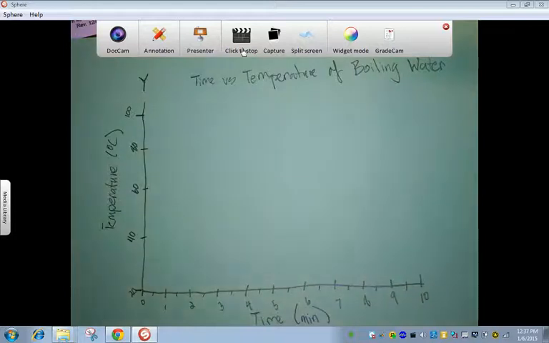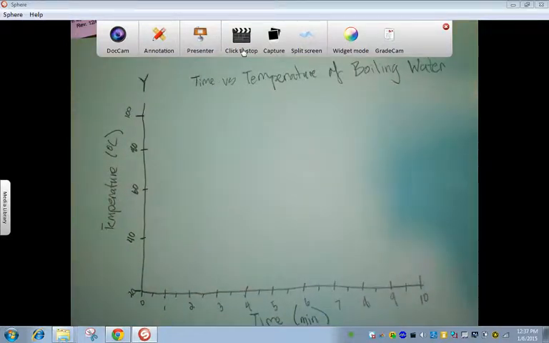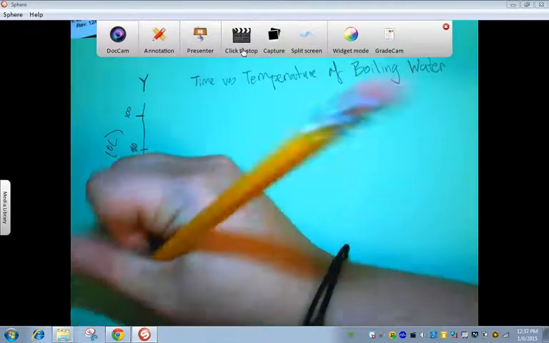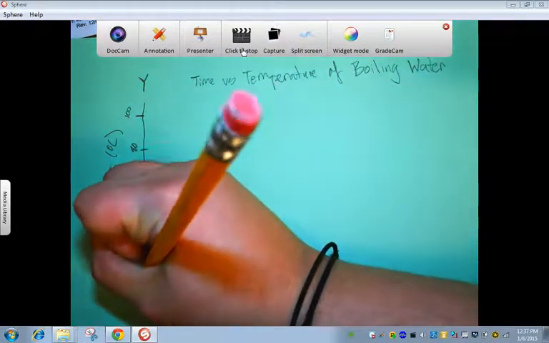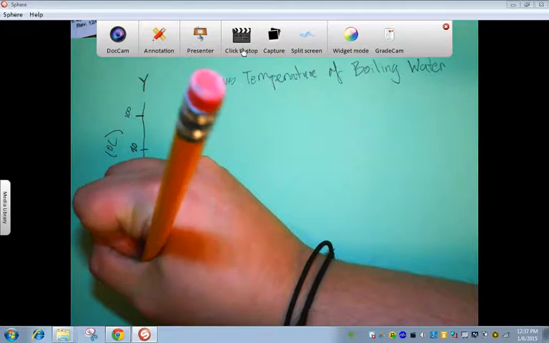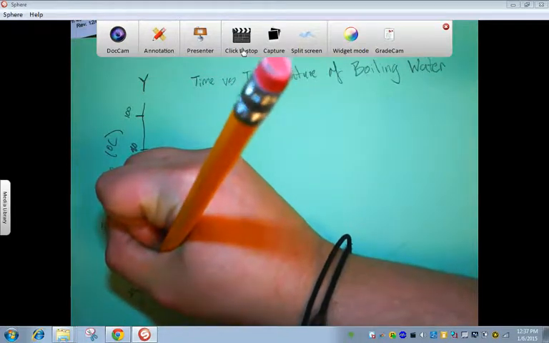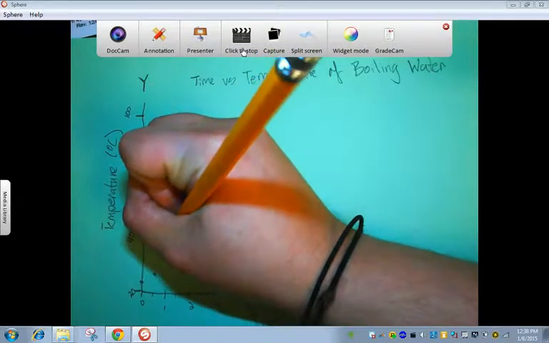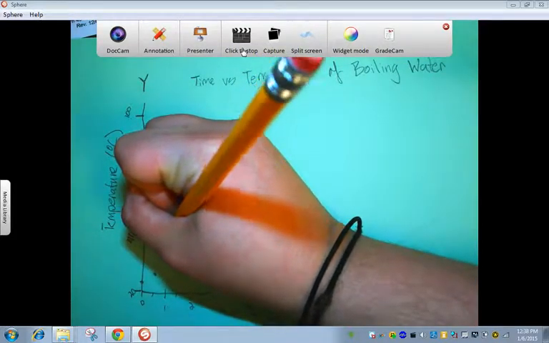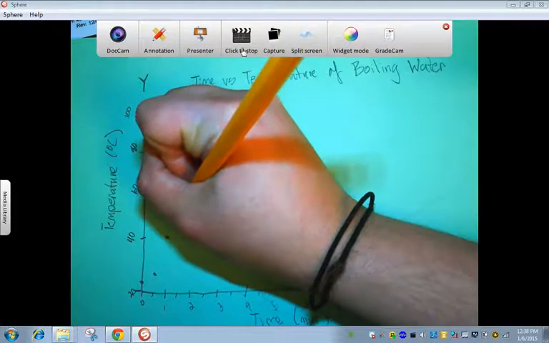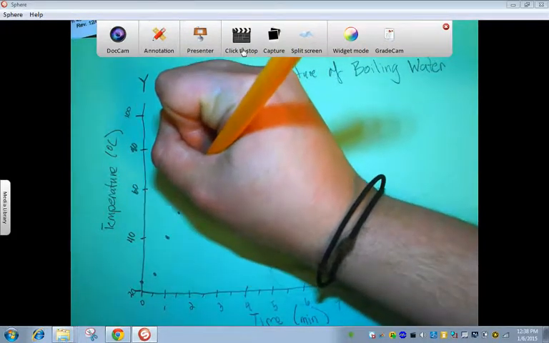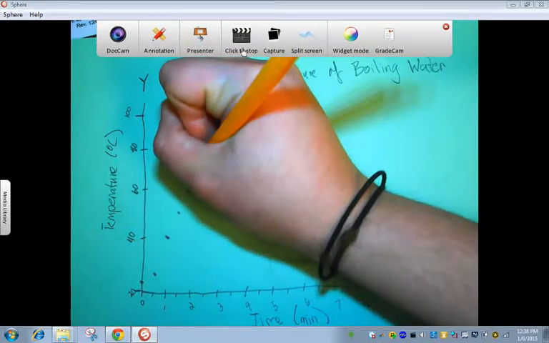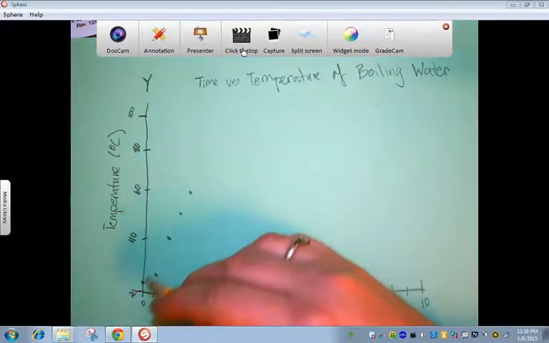So now it's time for me to go ahead and plot my data. So my first measurement at 0 was at about 24. And by a minute, we were up to 40. And I'm just going to keep putting my data in here all the way across. Okay?